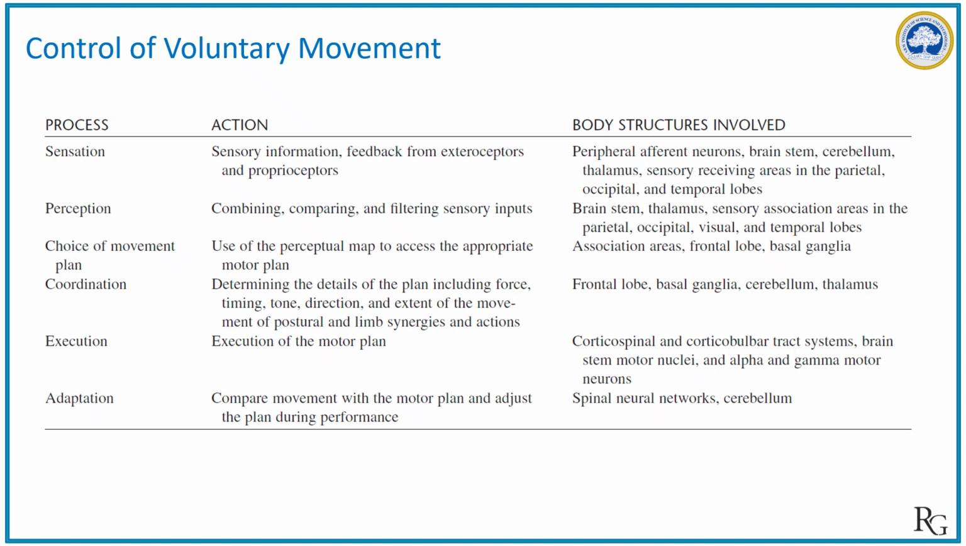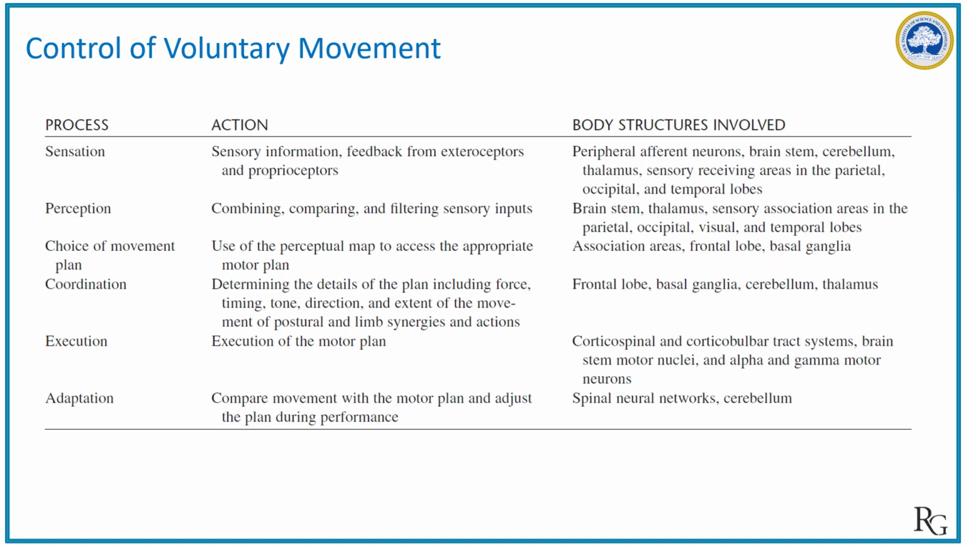Next, we move to perception, where the brain combines, compares, and filters these sensory inputs. At this stage, information is processed in the brain stem, thalamus, and sensory association areas, allowing us to make sense of the incoming signals and understand the situation. Once the sensory information has been interpreted, the brain proceeds to the choice of movement plan. Here it uses the perceptual map to select the most appropriate motor plan. This involves the association areas, frontal lobe, and basal ganglia, which help in deciding the goal directed movement.